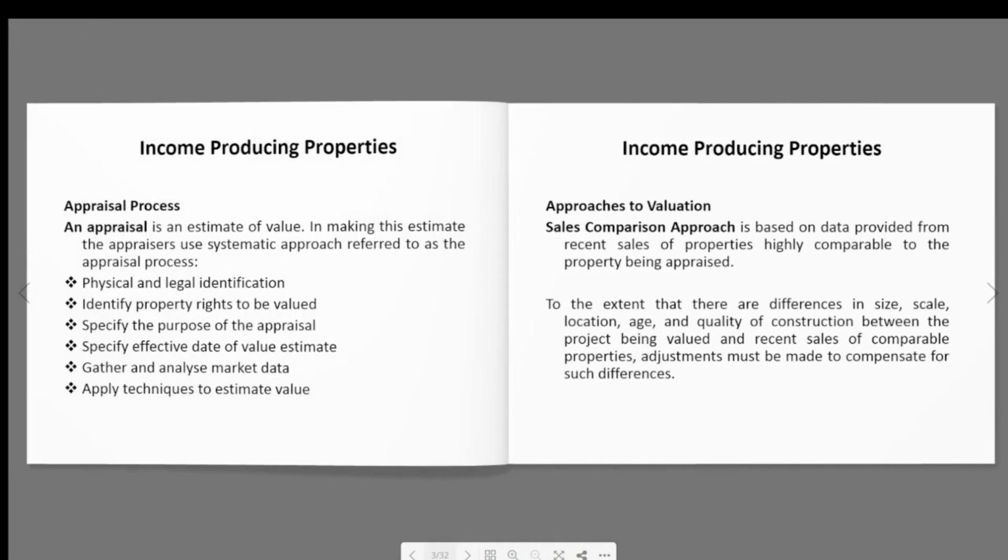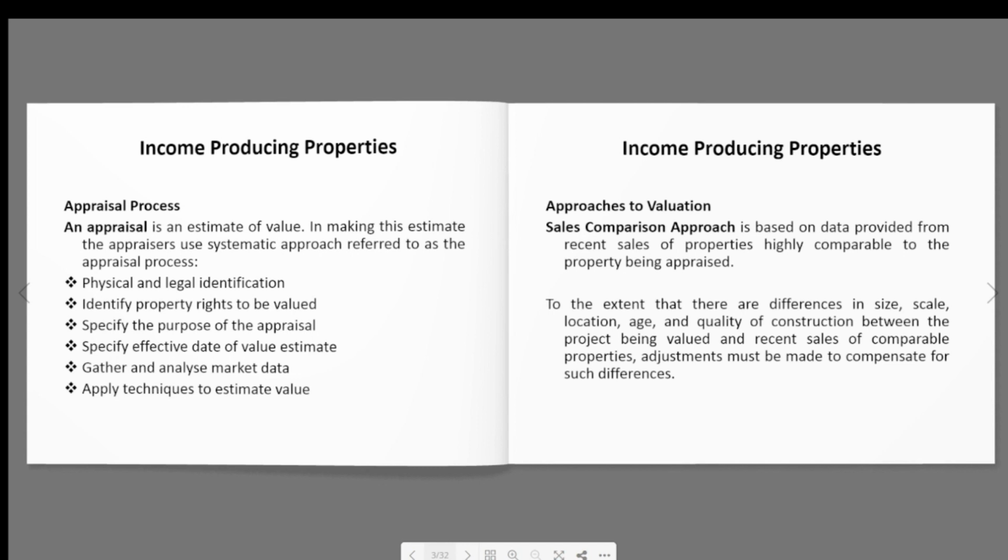Let's look at the appraisal process. An appraisal is an estimate of value. In making this estimate, the appraisers use a systematic approach referred to as the appraisal process. This includes physical and legal identification, identify property rights to be valued, specify the purpose of the appraisal, specify effective date of value estimate, gather and analyze market data, and finally apply techniques to estimate value.